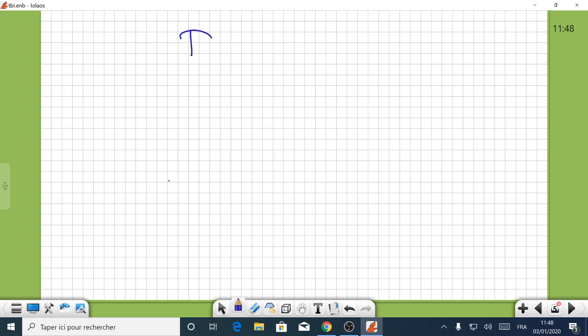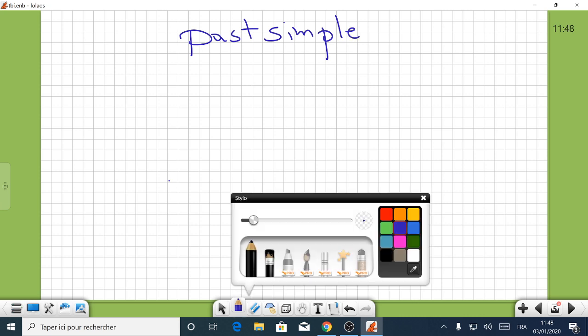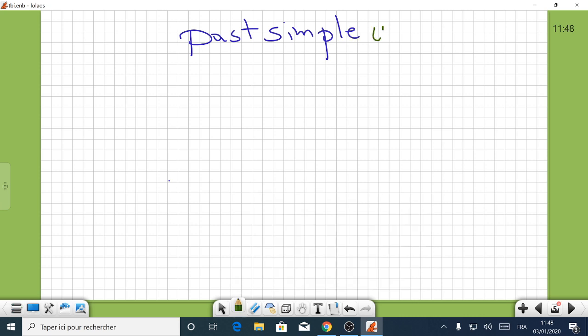So the past simple: use. Here we have form, and here we write use. Why do we have the past simple? So I always ask the question, why? Why do we have the past simple in English?